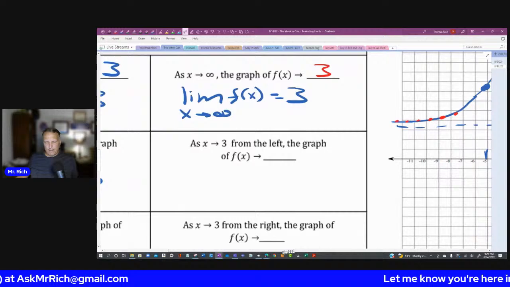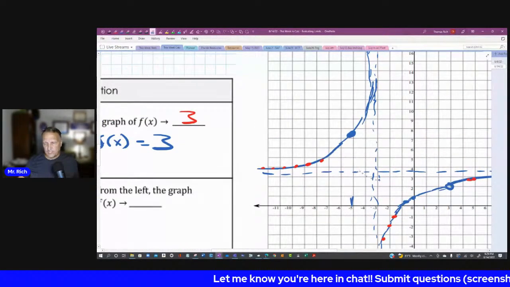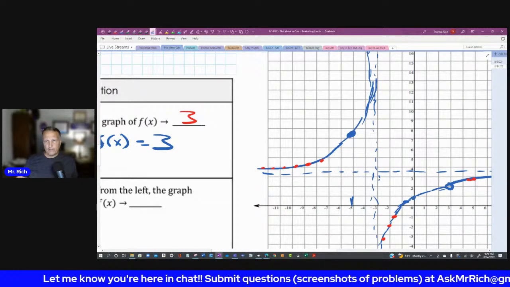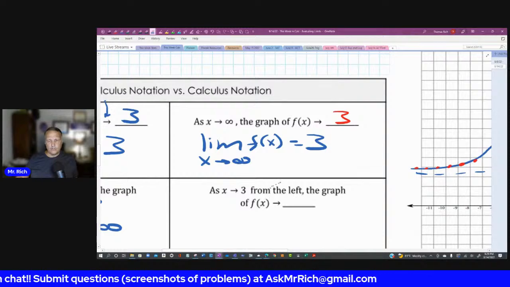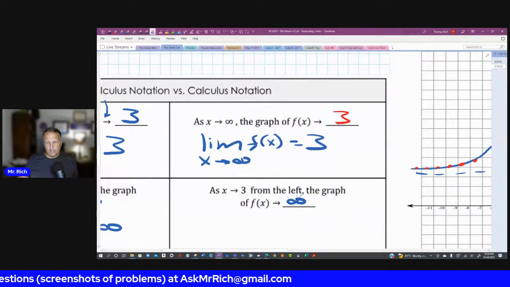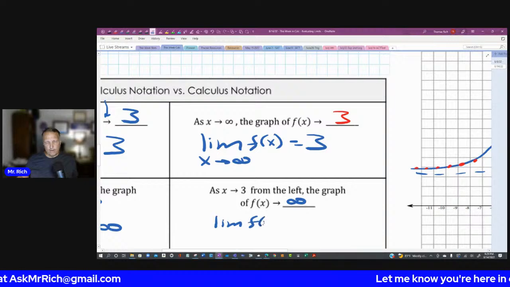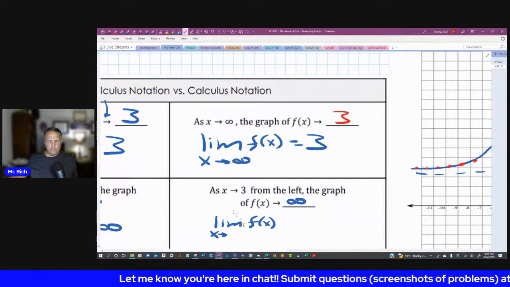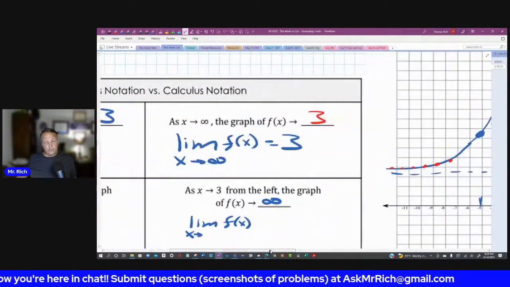If we look at what's happening from the left-hand side, you can see as x approaches negative 3 from the left, the y values are going towards positive infinity. So this answer is infinity, positive infinity. Using limits, we would say the limit of my function as x approaches, that's negative 3. So this is 3, okay?